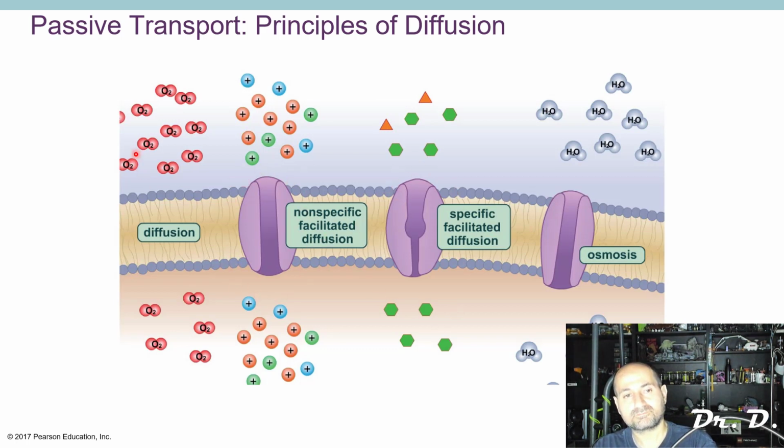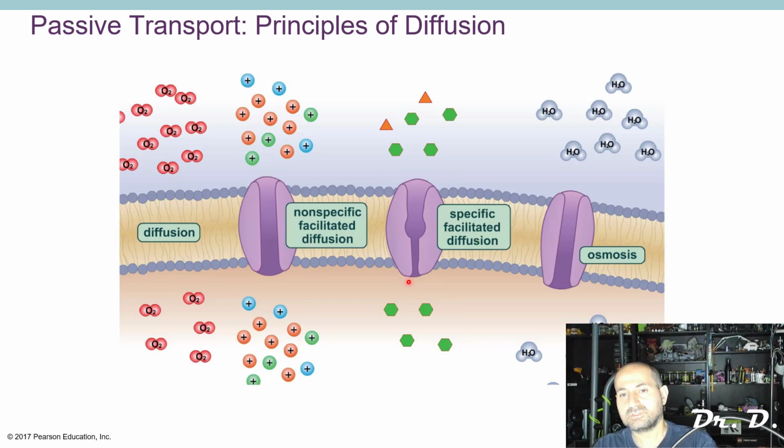Does that make sense? When someone says simple diffusion across the membrane, they're talking about no protein required. The substance, because it's small and nonpolar, can cross the membrane directly from high concentration to low. All of these, by the way, anytime you're talking about diffusion, this is an example of passive transport.